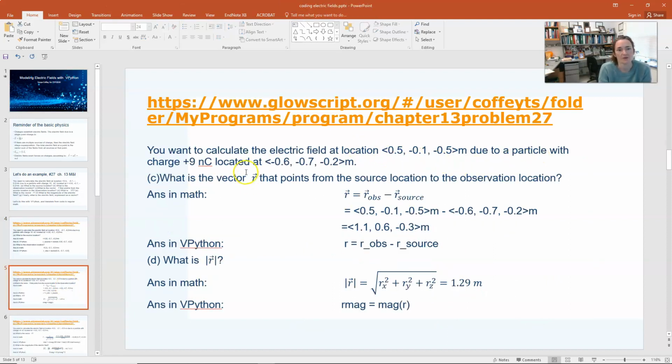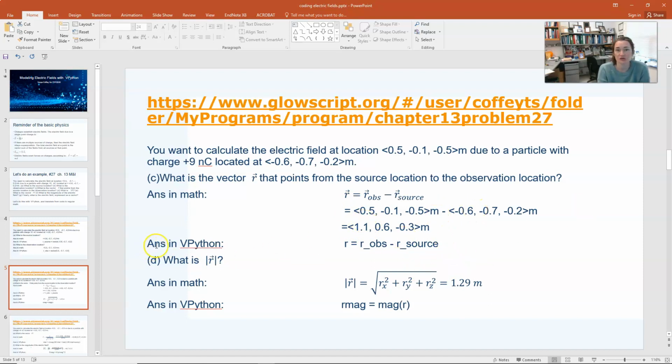Okay, next. What is the vector r that points from the source location to the observation location? Here's how to do that longhand. You have r equal to r obs minus r source. So then you just subtract those two vectors, and you find that you get a vector r, which points from the source to the observation location, of 1.1, 0.6, and minus 0.3 meters. Remember that when you're doing vector addition or subtraction, you do the components in turn. For example, I got 1.1 by doing 0.5 minus 0.6, which gave me 1.1. And then I did that for each component.